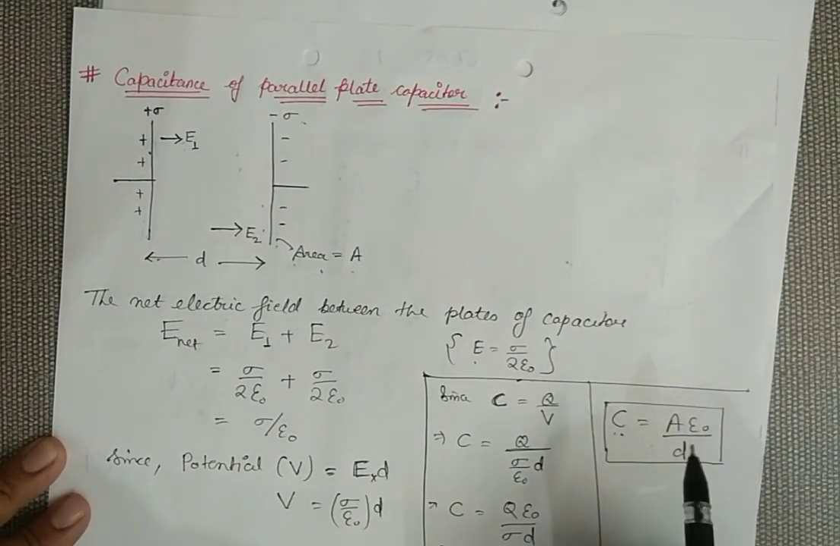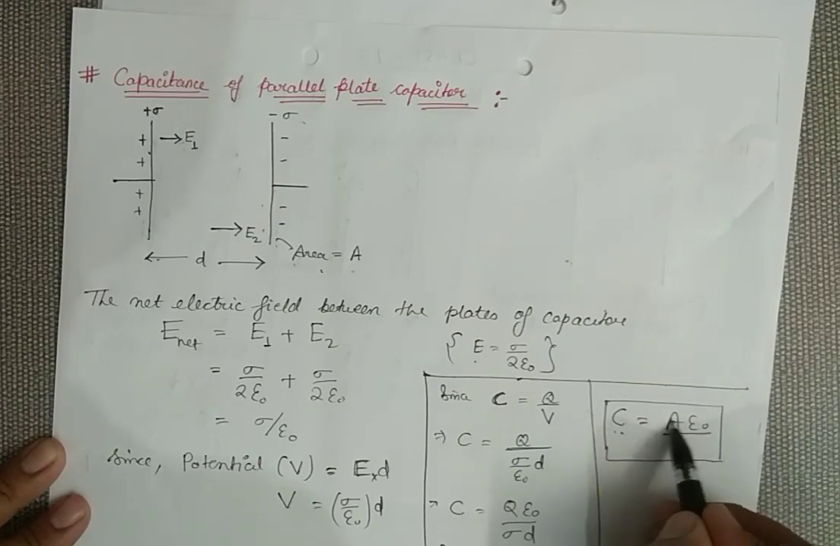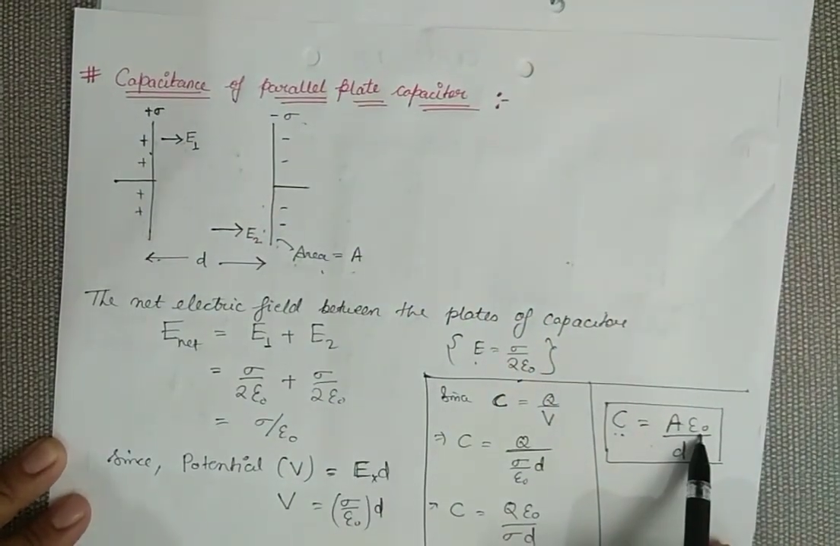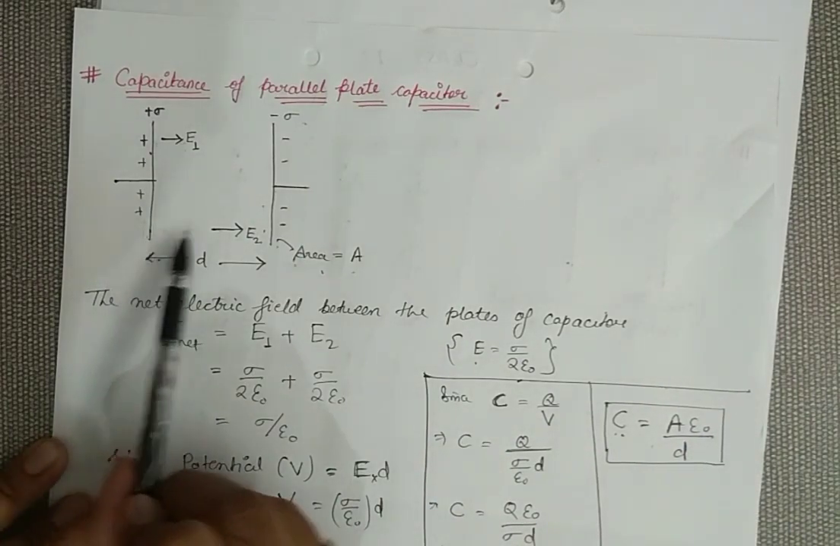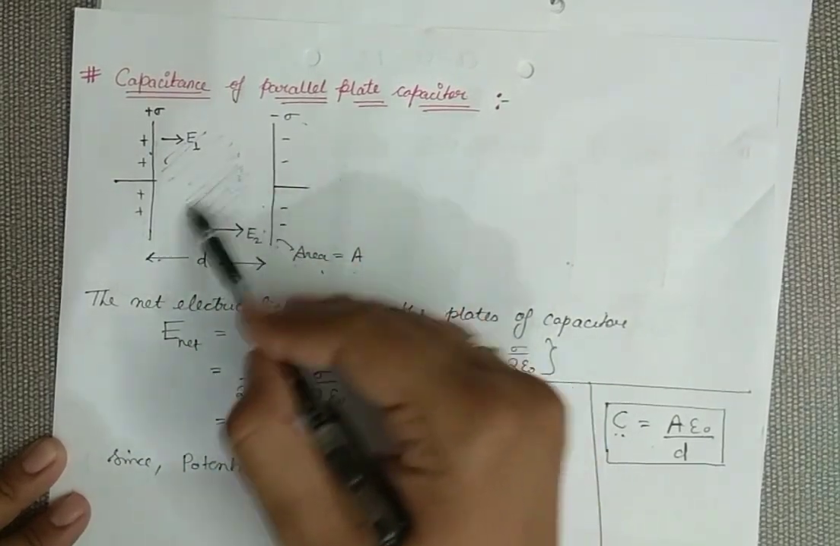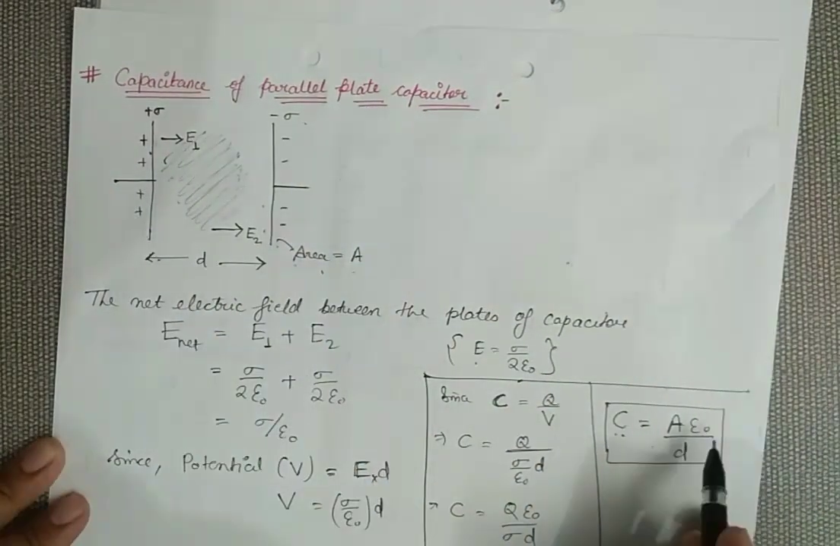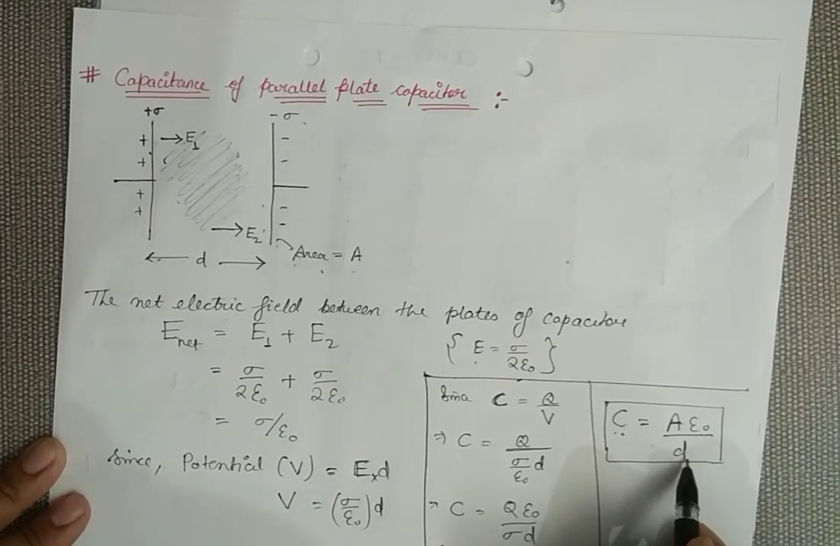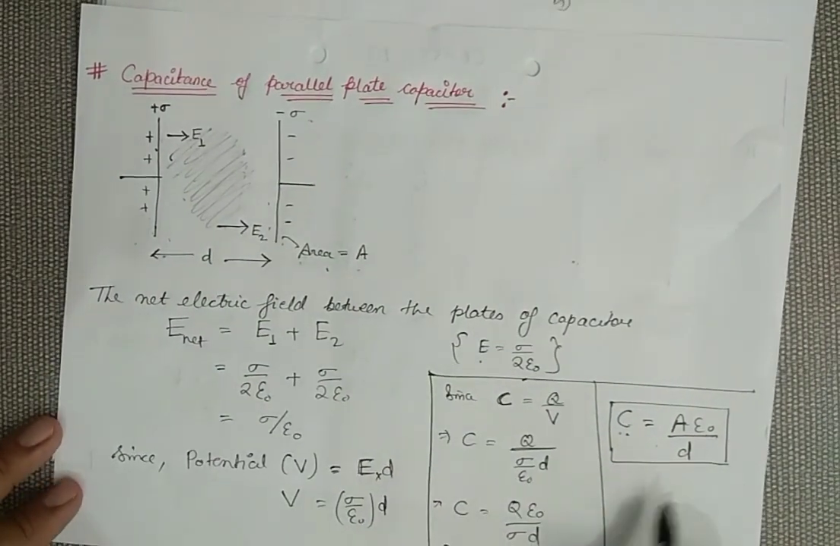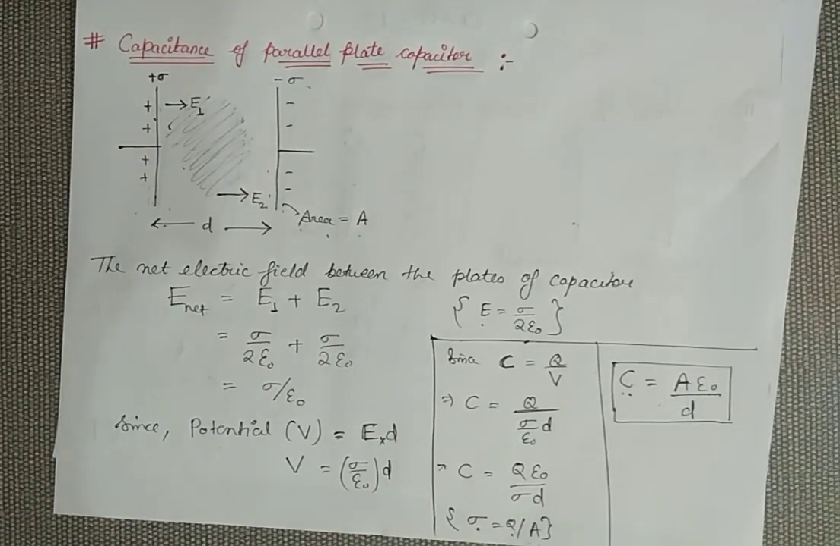Now look at it carefully. This capacitance depends on the area of the plate. Epsilon naught is the permittivity of free space, which means this capacitance depends on the material which you are going to fill between the plates. It is also inversely proportional to the distance between these two plates. So these are the three parameters on which this capacitance depends.